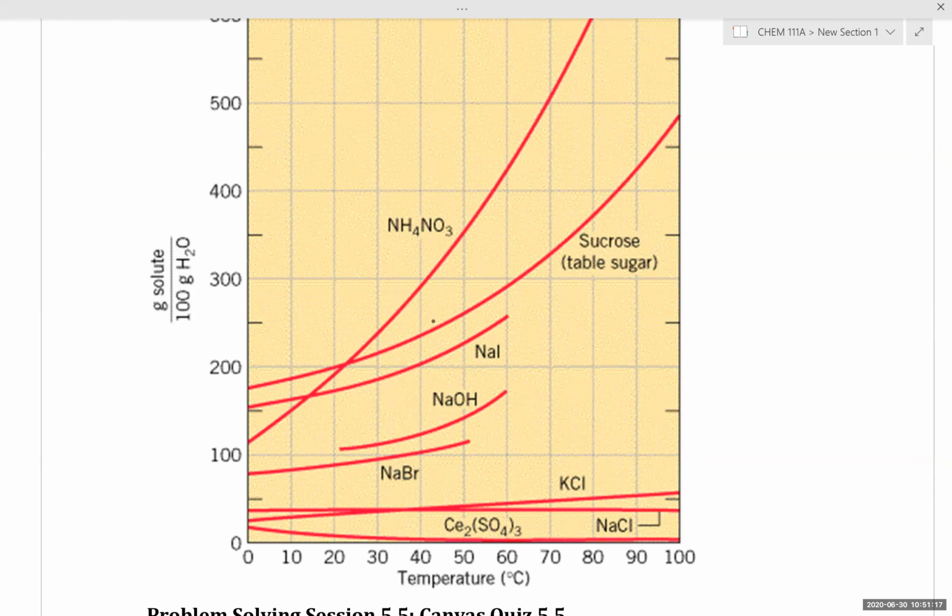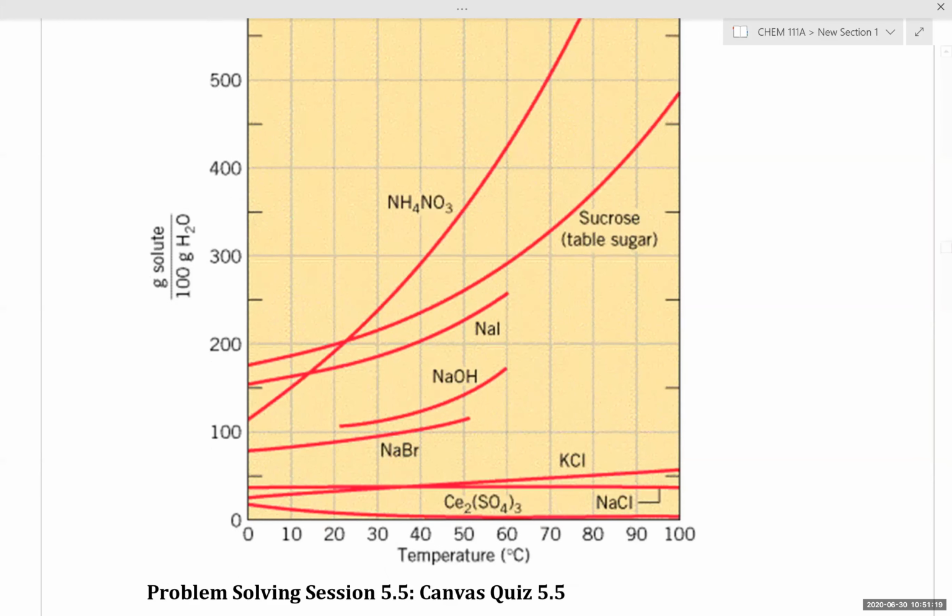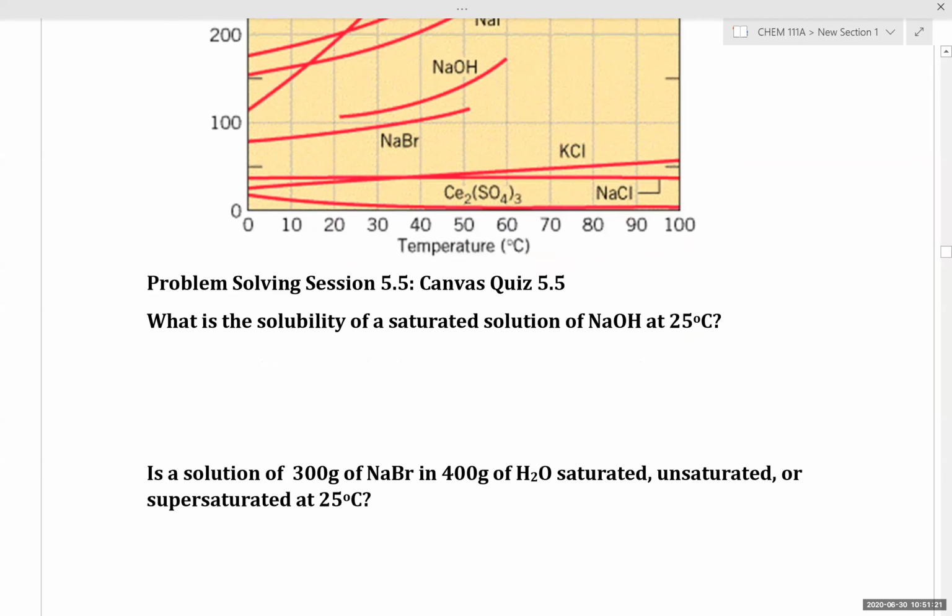Perfect. So let's try to apply what we've learned to the following two problem-solving sessions. You're going to need to refer to the solubility curve found in the note set. And I'd like you to answer the question first. What is the solubility of a saturated solution of sodium hydroxide at 25 degrees Celsius? And then is a solution of 300 grams of sodium bromide in 400 grams of water saturated, unsaturated, or supersaturated?